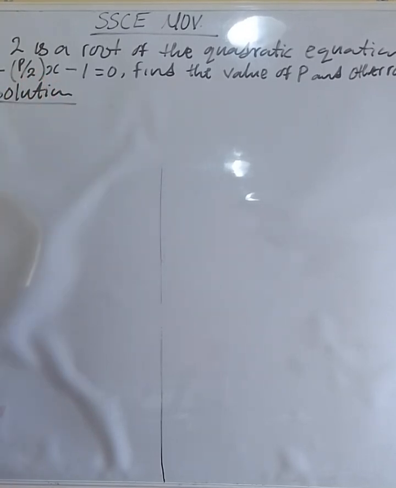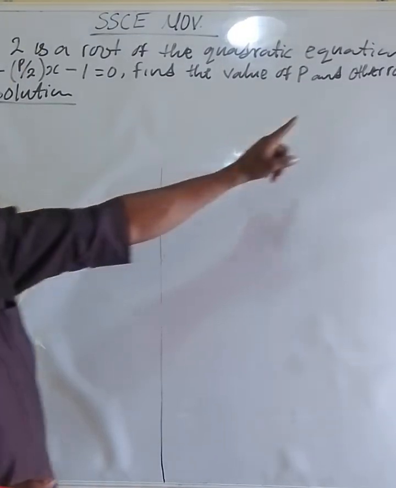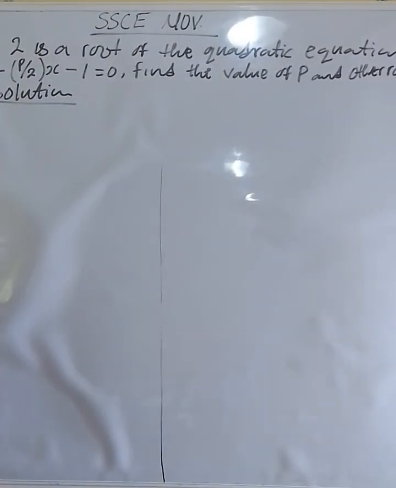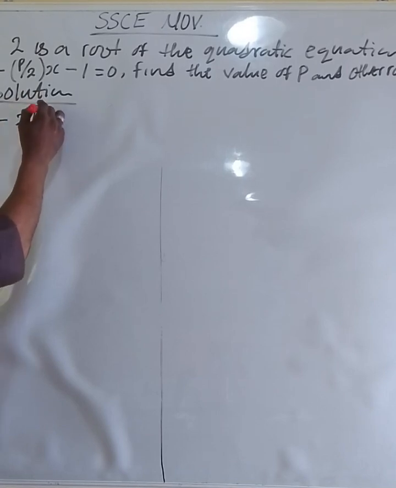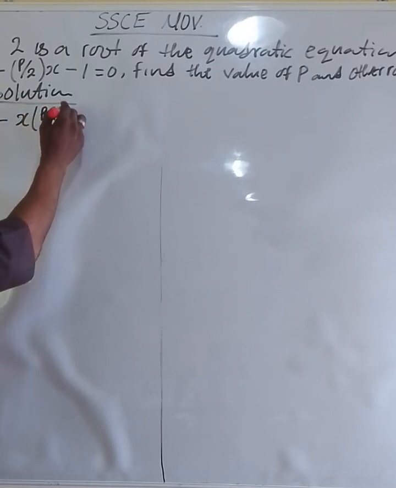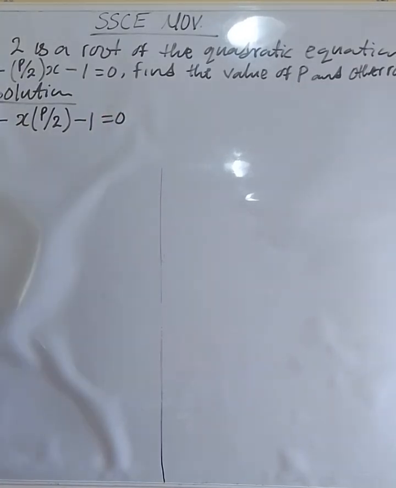So in this case, the first thing students need to understand is we normally have two roots of the equation, and we are given one out of the two. Which means we are to find the value of p and also the second root of the equation. Now let's write the equation out. We have x squared minus x into bracket p over 2 minus 1, everything equals 0.